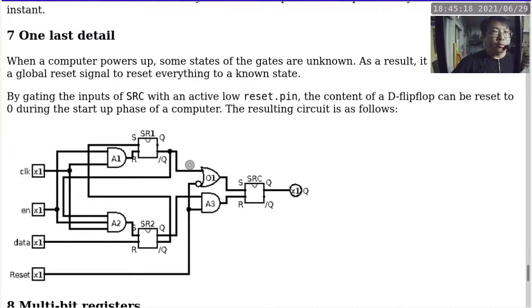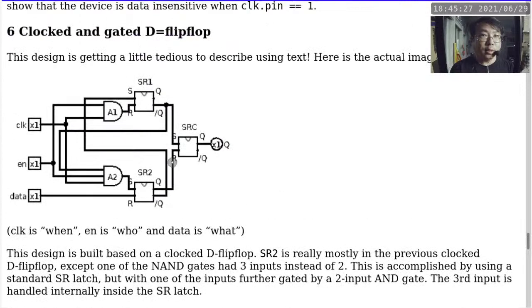To understand what this one is doing, we have to look at the differences between section 6 and section 7, so I'm going to go back and forth a little bit. This is section 6, and the focus is the SR latch called SRC connecting to the Q pin, and how SR1, the output NQ, is going into the S pin of SRC. /Q is also basically not Q, because in electrical engineering a lot of times they use a slash symbol to mean negation.